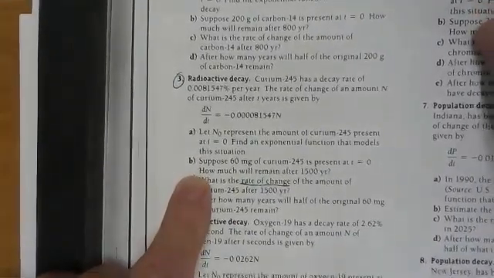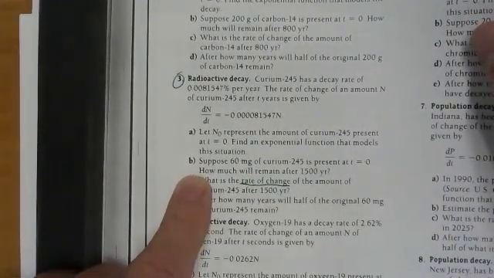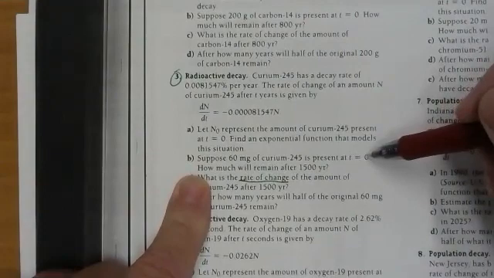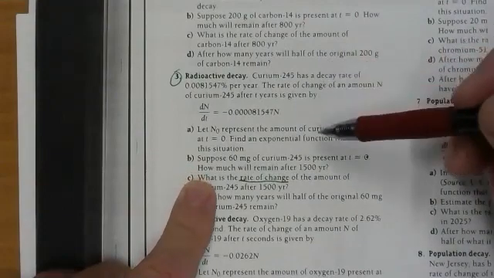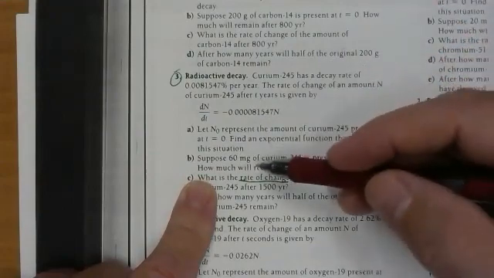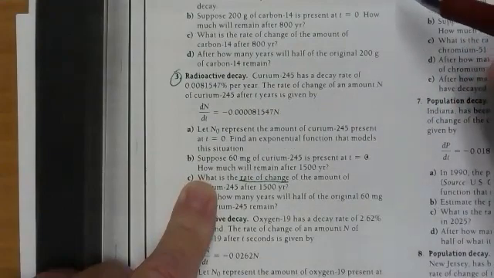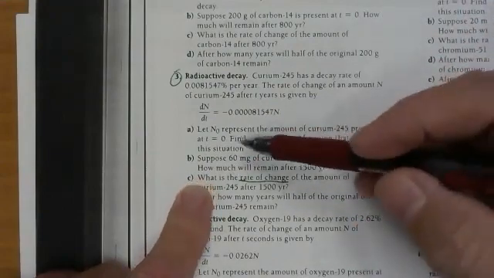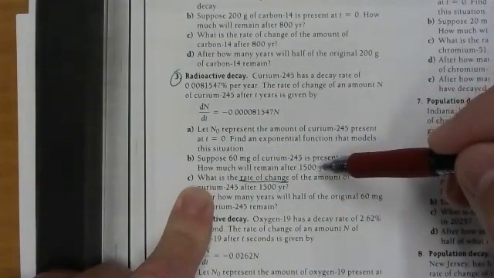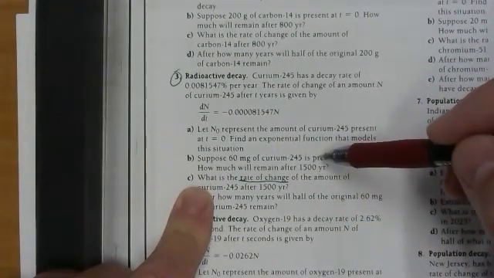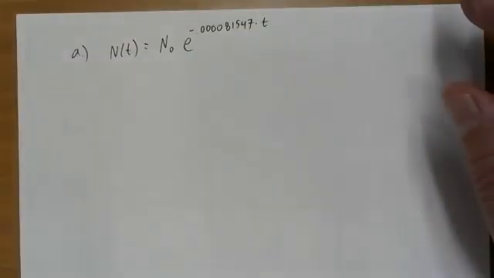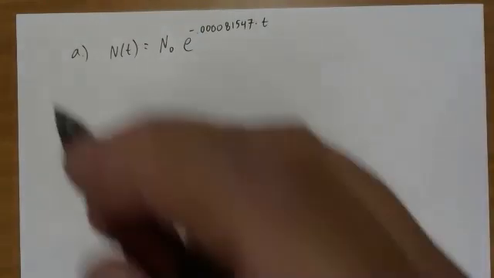B, suppose 60 milligrams of curium-245 is present at t equals 0. All right, hopefully once again, once they give you time 0, what are they doing? They're giving you the initial value. So they're saying at time 0, you've got 60. So 60 is my initial value. So they give you that piece of information, and then they say, how much will remain after 1,500 years? So the first thing they do is they give you your N naught, and then they ask you to work out a problem. Let's first plug in N naught. So N naught is going to be 60.